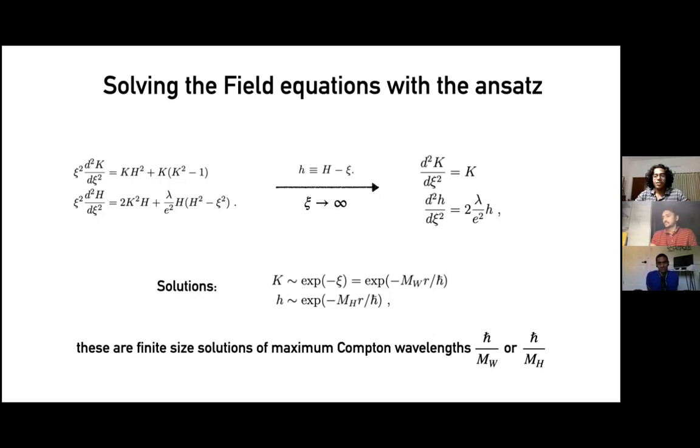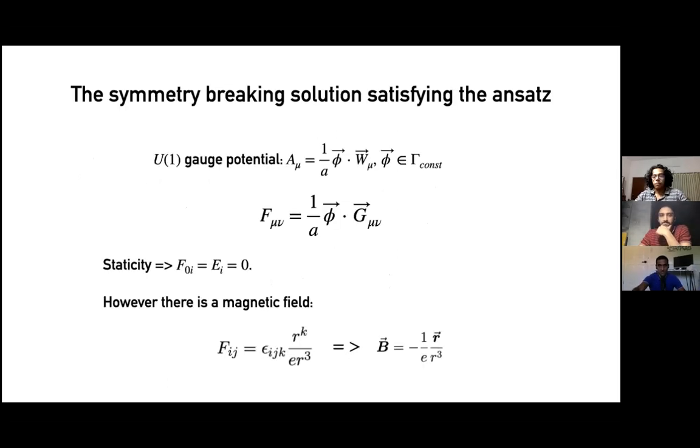Right. So this is what the analysis of the equations of motion at very large distance is telling us: that these solutions describe finite size objects. Right? So now let's see if we can identify from our symmetry breaking solution something that satisfies that ansatz, right?